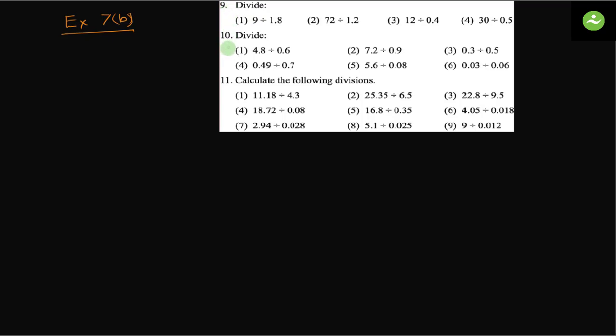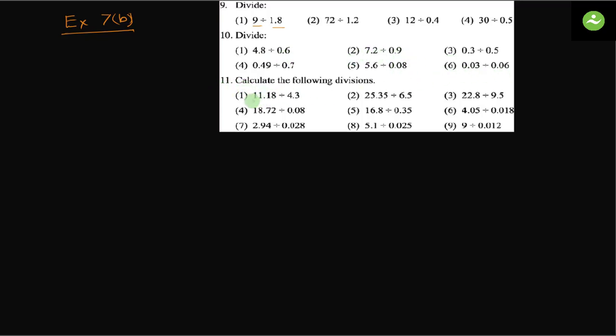Question number 9, 10, 11. Here all these problems are similar. That is why we are going to cover them in the same lesson. Number 9: this is an integer or whole number, and this is a decimal fraction. Whole number, decimal fraction, whole number, decimal fraction, whole number and decimal fraction. And number 10, both the dividend and the divisor are decimal fractions.